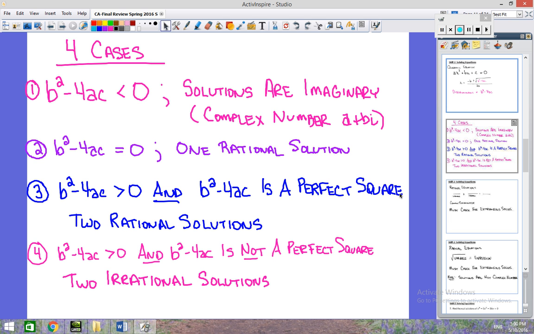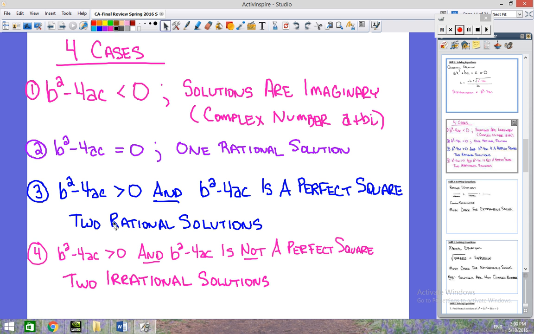You might have a perfect square, like 4, or 36, or 49, or 100, or 144. When you take the square root of it, you get an integer value. It's a perfect square. But maybe you have a number that's positive, but it's not a perfect square. A number like 11, or 12, or 99, or 3.